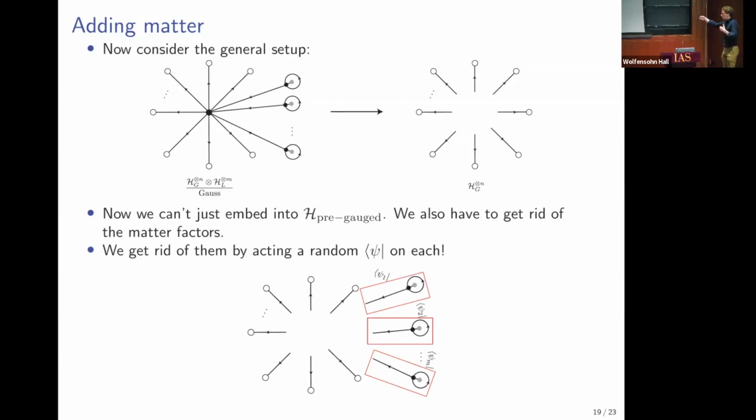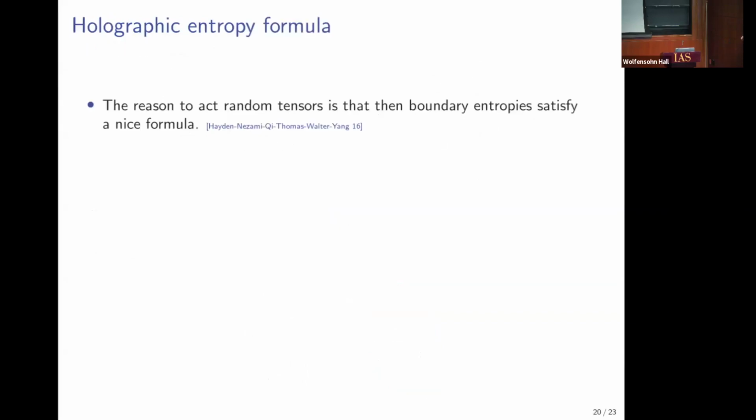And the way we do that is we act on them with random tensors. So we take this bulk Hilbert space and embed it into the pre-gauged Hilbert space. Now I might draw that like this. Forget about the red boxes for the moment. They're all just different factors in some pre-gauged Hilbert space. Then I get rid of all of these undesirable factors, the matter part, by hitting each thing in a red box independently with a random tensor. That's the key.